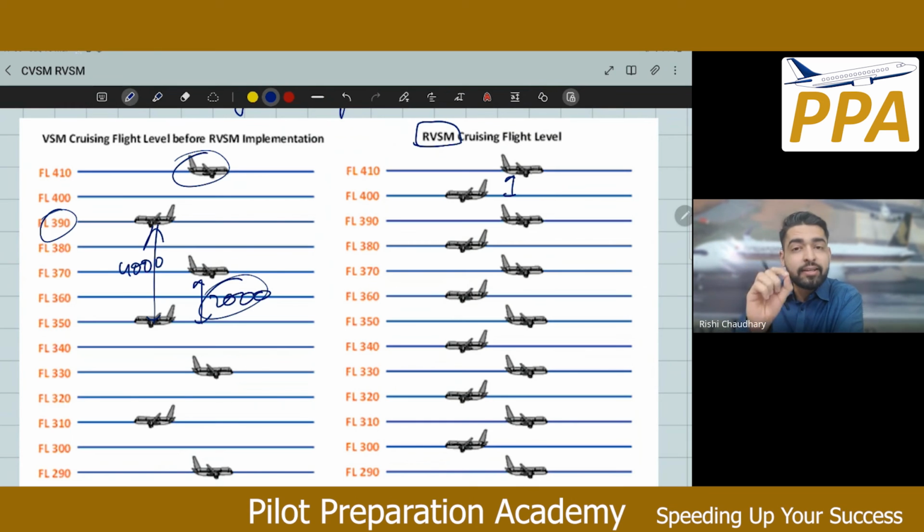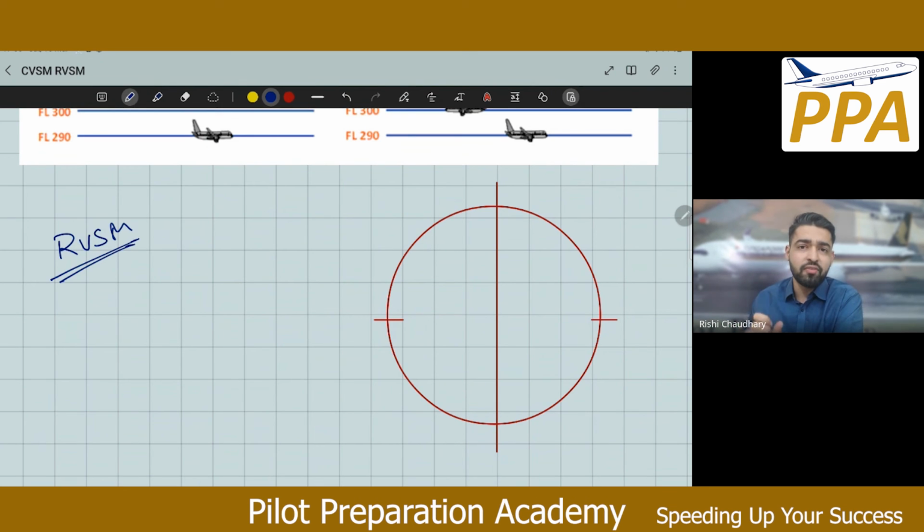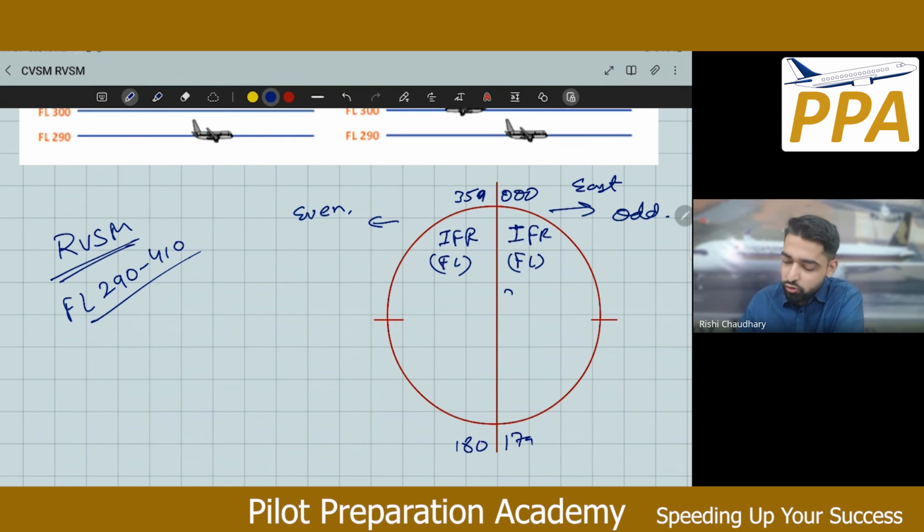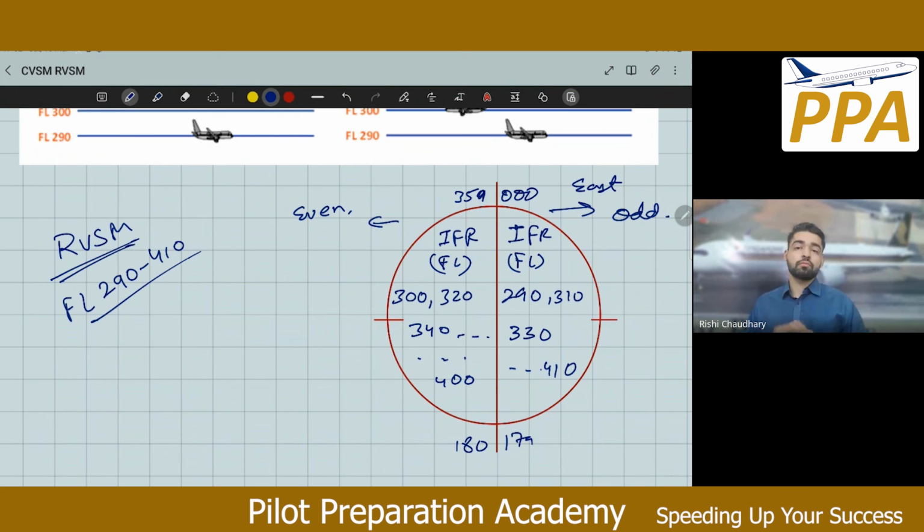RVSM is what? That is reduced vertical separation minima. The flight level for RVSM airspace is between flight level 290 to 410. So again, you have to draw like this. So 000 to heading 179 and 180 heading to 359. If the plane is going in this direction, that is east, it should be an odd flight level. And here we say it is even flight level. So again, I will start with 29,000 feet, then 30,000 feet, then 31,000 feet, then 32,000 feet, 33,000 feet, 34,000 feet, and till 40,000 feet and 41,000 feet. Remember, this RVSM airspace is between 29,000 feet and 41,000 feet.